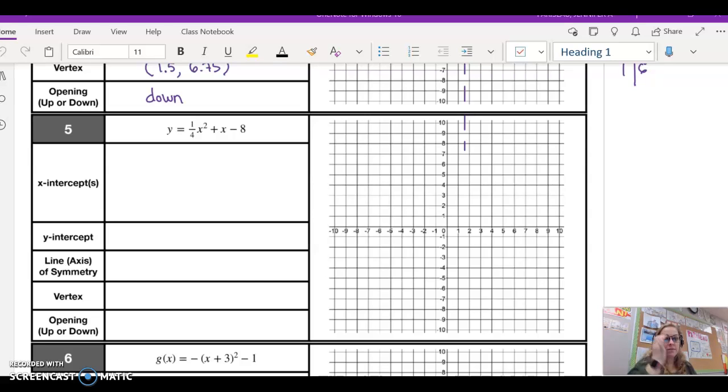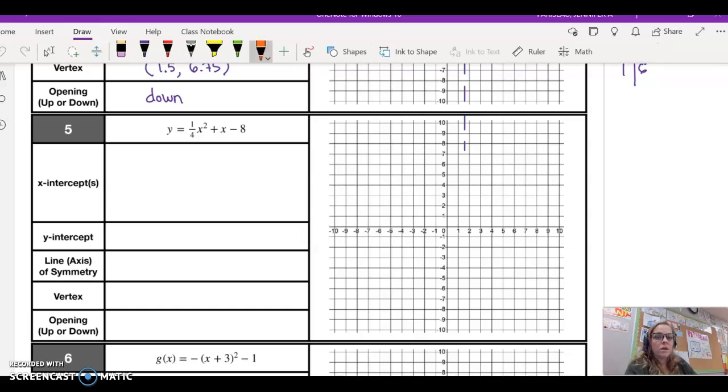Alright guys, this is the video for the graphing quadratics numbers 5 and 6. So in this equation here, again we can see that it's in standard form. So things that we can get from standard form, first thing I'm going to notice is the y-intercept. Again, remember that's when x is 0.